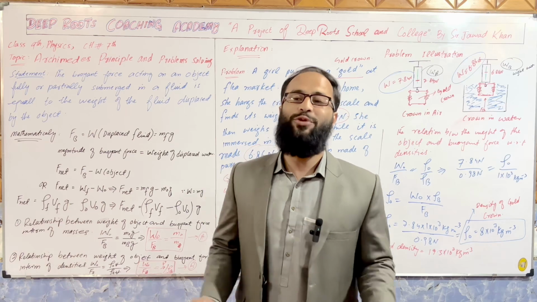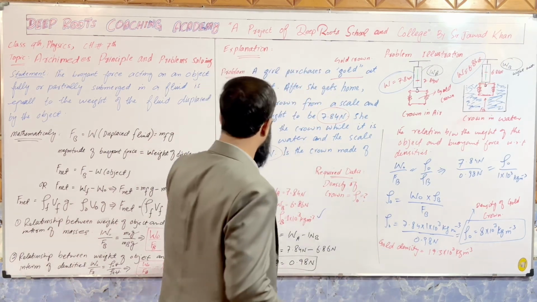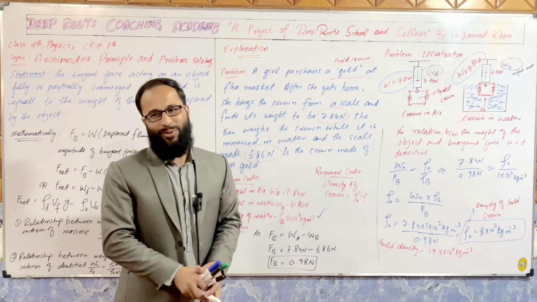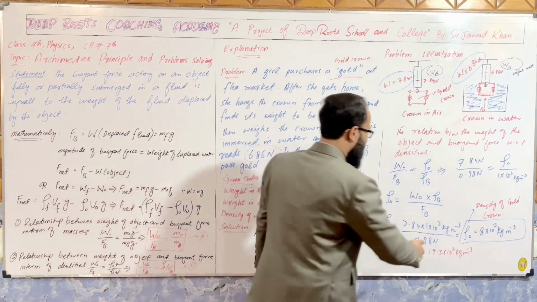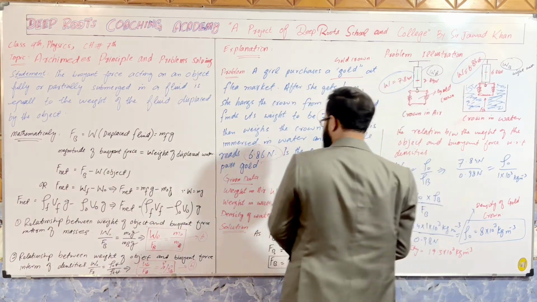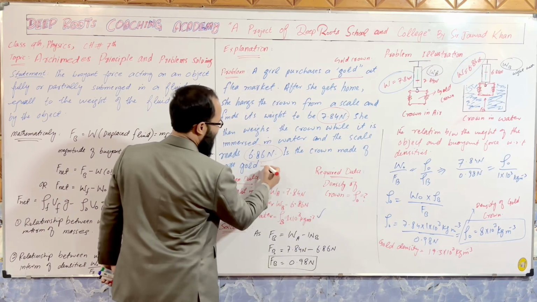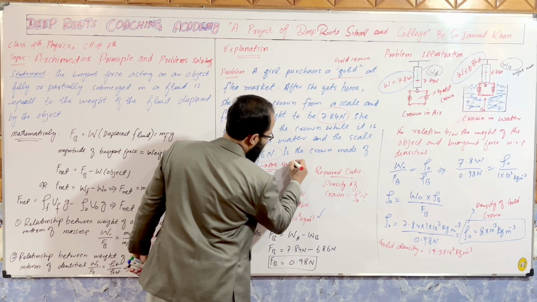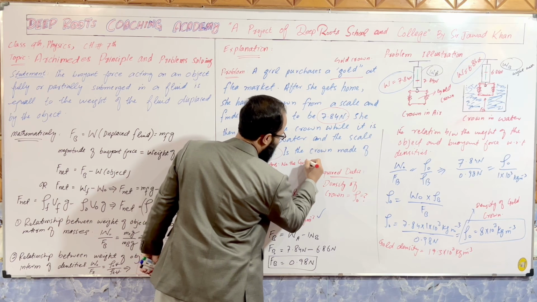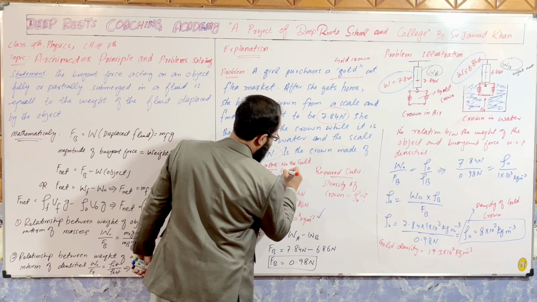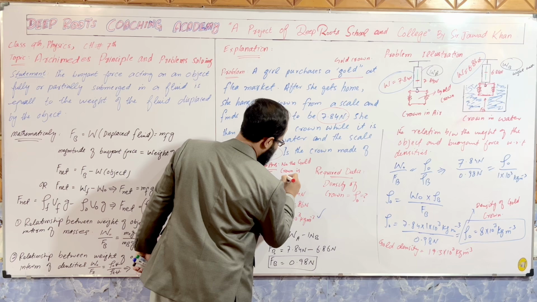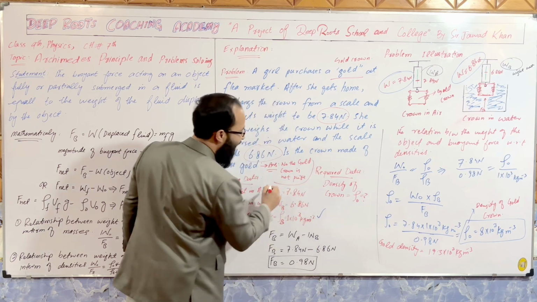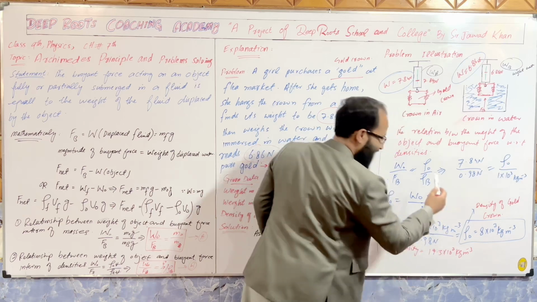So in conclusion, according to the problem, is the crown made up of pure gold? No. The gold crown is not pure. I can give a short answer: no, the gold crown is not pure. Why? Because of these two things.